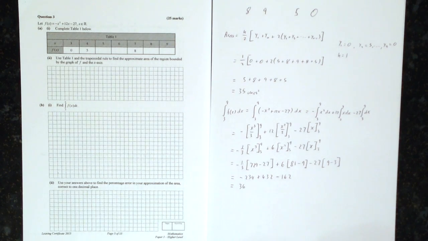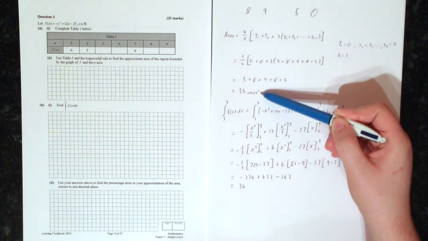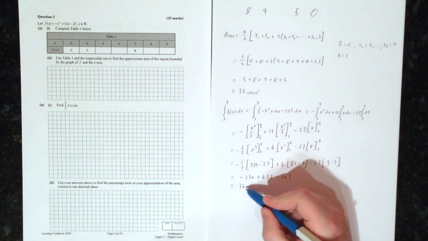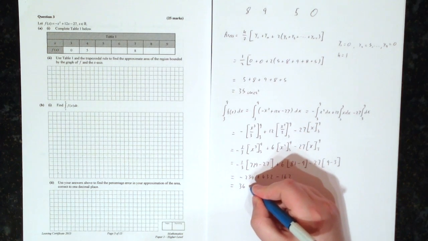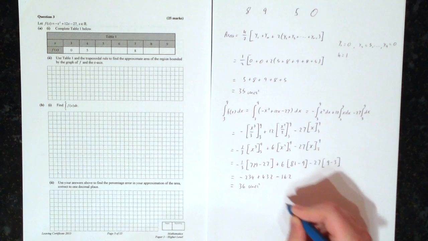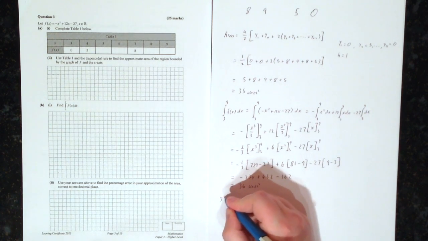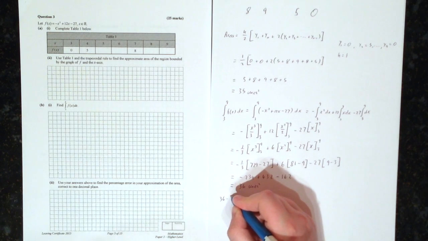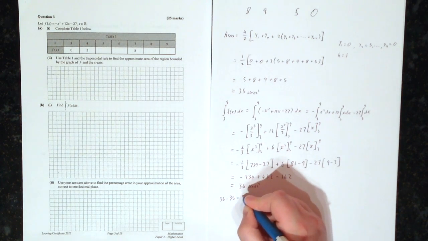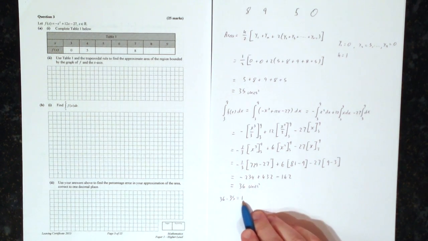Part 3 says using your answers above, find the percentage error in your approximation of the area, correct to one decimal place. So, when we calculated the approximation using the trapezoidal rule, we got that the area was 35 square units. When we calculated it by integration, we got that it was 36 square units. So the error will be 36 minus 35, which will be 1. So the error will be 1 square unit.